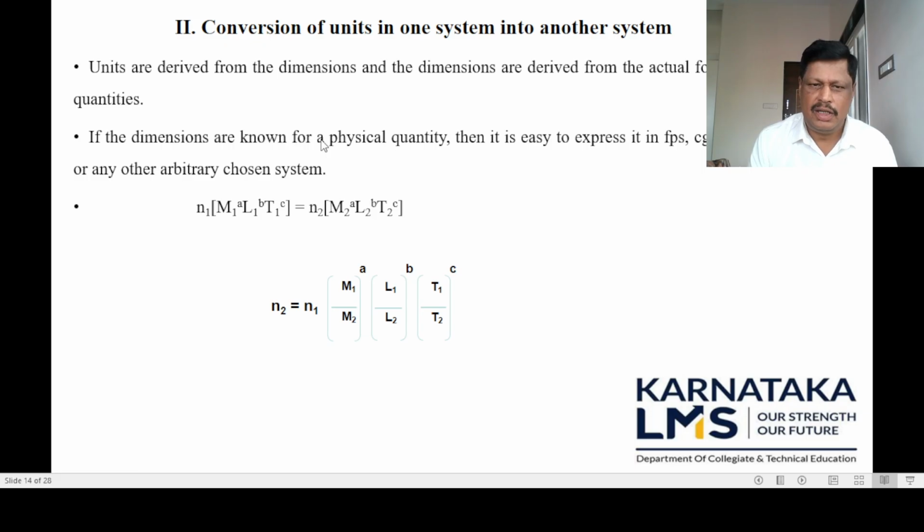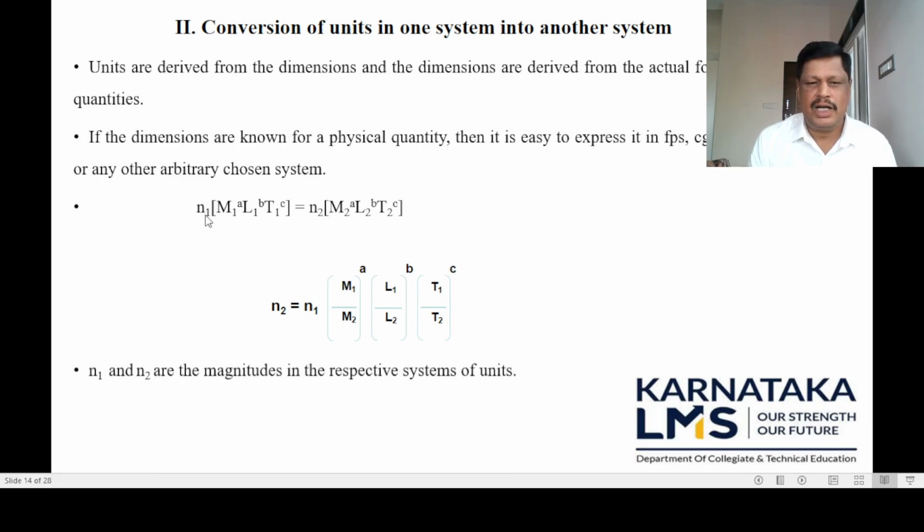By knowing the dimensions of a physical quantity, we can write the units of that quantity in the CGS, FPS, MKS or SI system. Okay, we already know that n1 into M1 raised to the power a, L1 raised to the power b, T1 raised to the power c is equal to n2 into M2 raised to the power a, L2 raised to the power b and T2 raised to the power c. We can obtain the relation between one system and another system.